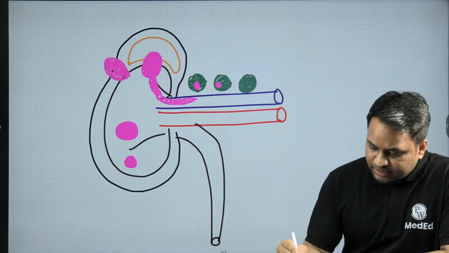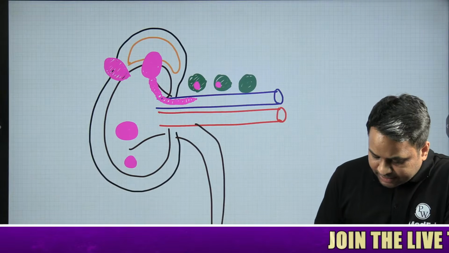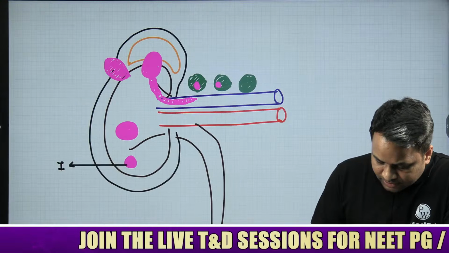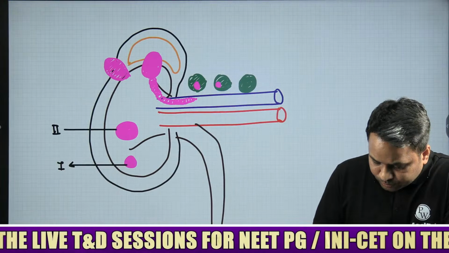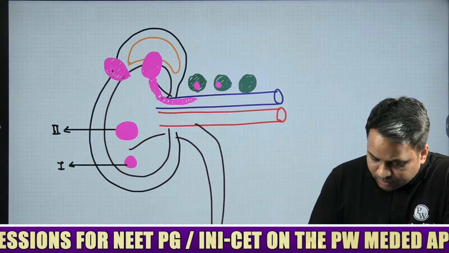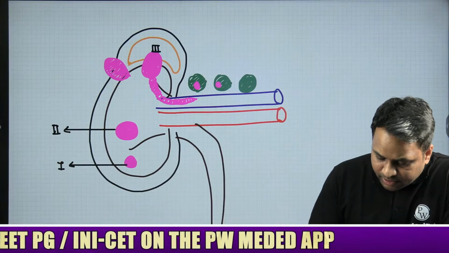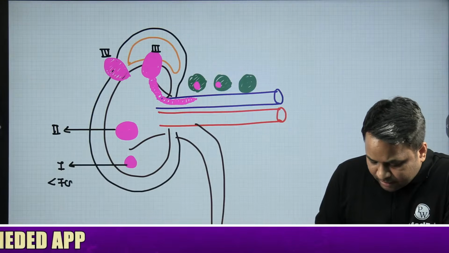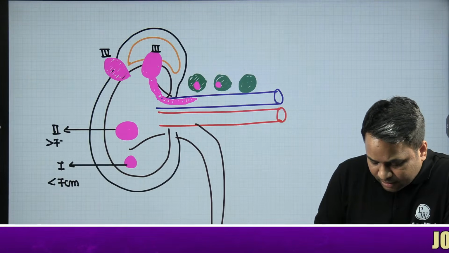Right? So these are the stages. This is your stage 1. This is your stage 2. This is your stage 3. And this is your stage 4. Stage 1 is less than 7 centimeters. Stage 2 is more than 7 centimeters.